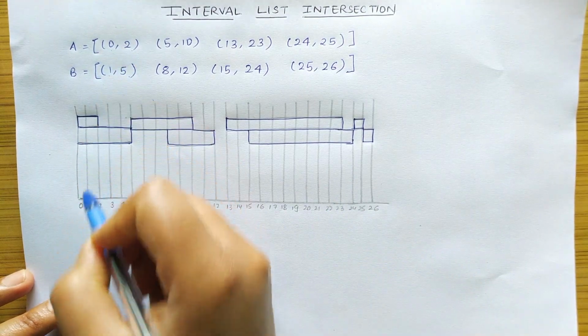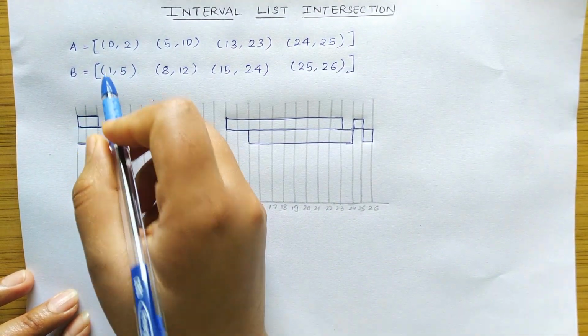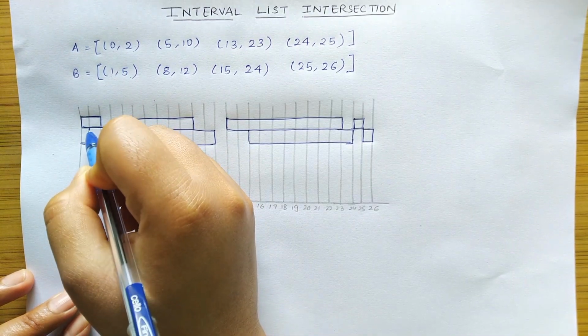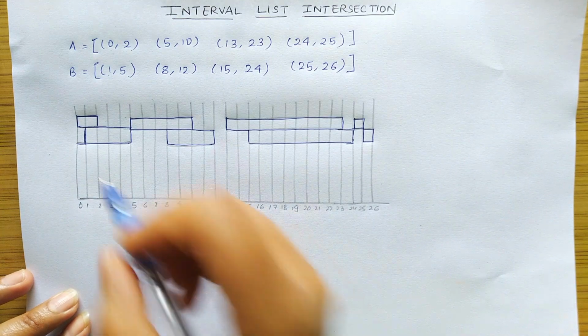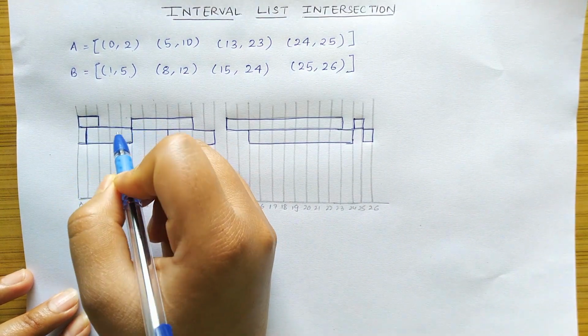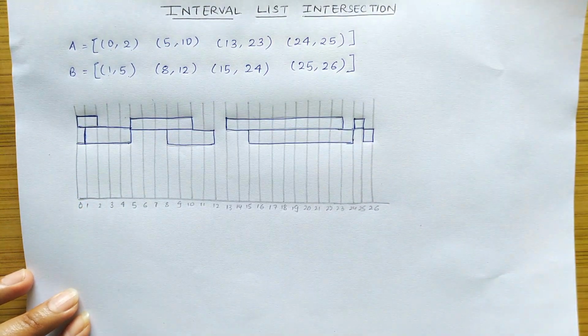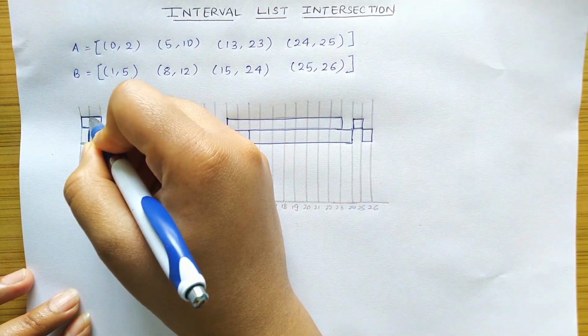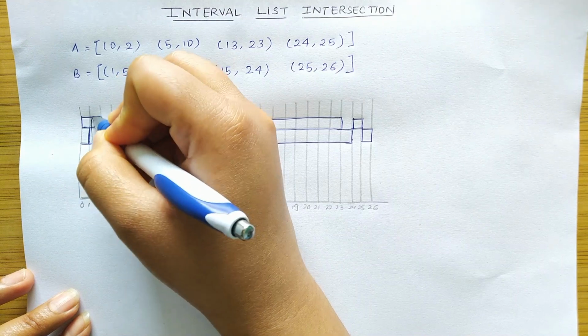Now we have 0 to 2 as A, and B is 1 to 5. Sorry, this will not be here, it starts from here, 1 to 5. So we have 0 to 2 and 1 to 5. What is the overlapping part? Now let's fill the overlapping part. This entire part is overlapping.